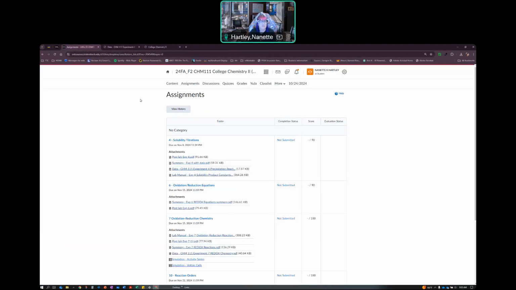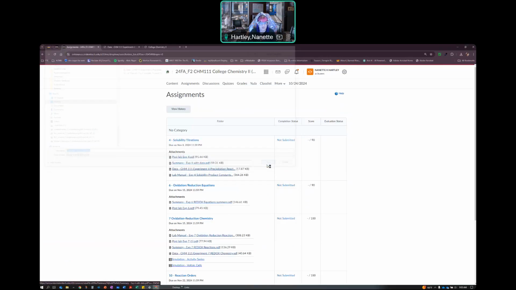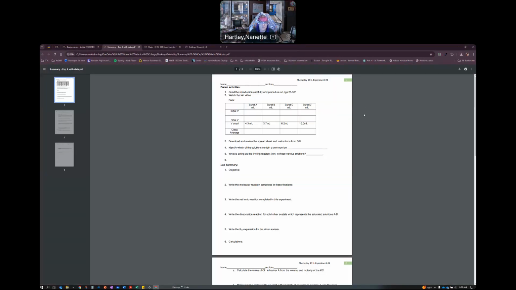Now, once you've done that and you've worked with this data, this is the pre-lab that you would have been given. This is the pre-lab experiment that you're supposed to do. This is the lab summary, and you're supposed to fill in this lab summary.